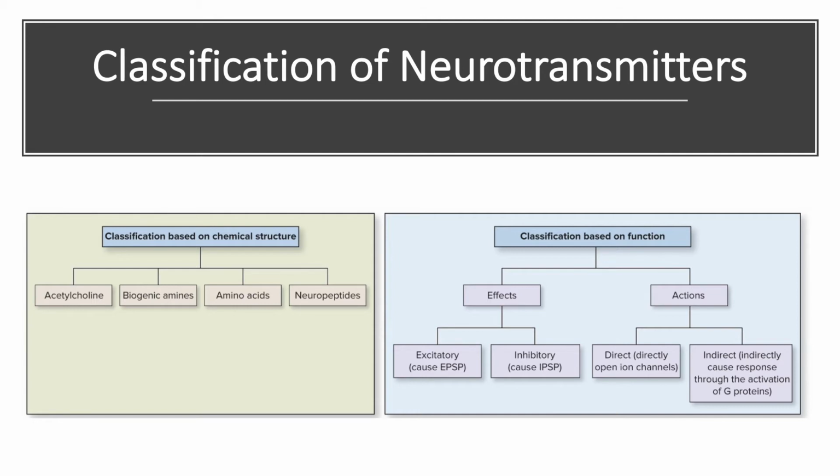Then we can also classify based on function, and we can divide this into the effects of that neurotransmitter versus the action of the neurotransmitter. If we're looking at effects, it can either be excitatory or inhibitory. Excitatory meaning it causes an excitatory postsynaptic potential, inhibitory, an inhibitory postsynaptic potential. Actions, they can either act directly, where binding of neurotransmitter is going to directly open some type of ion channel, or indirectly, we're going to use some type of secondary messenger.